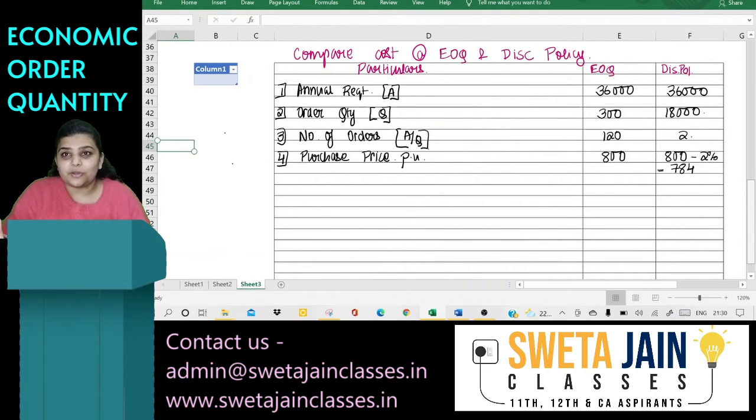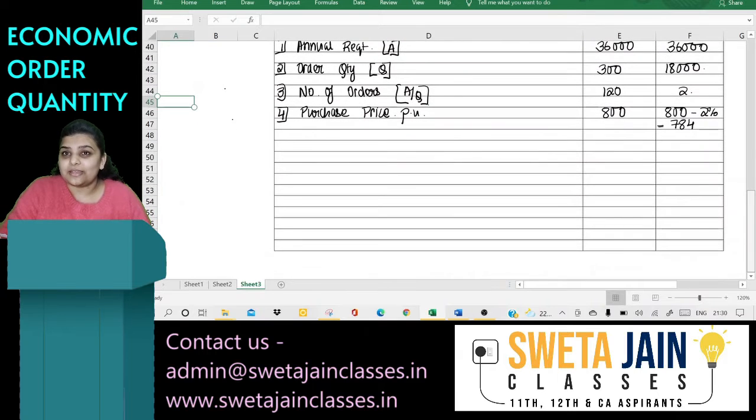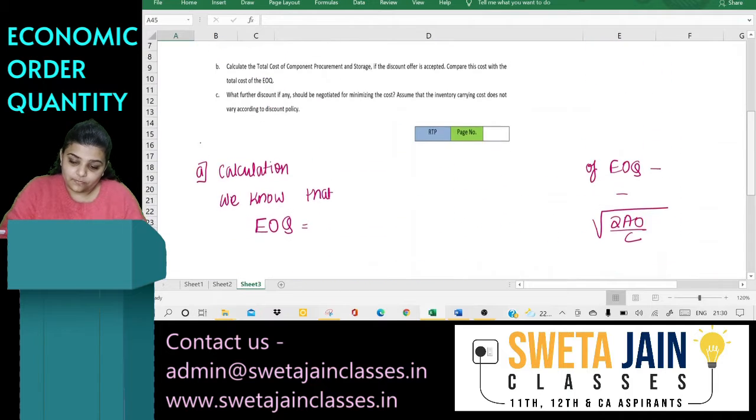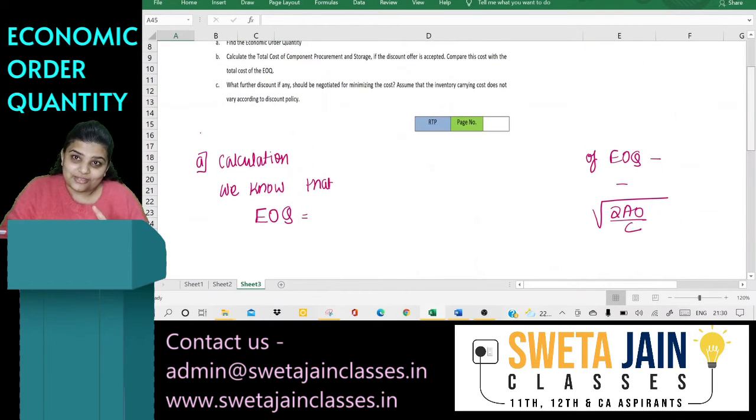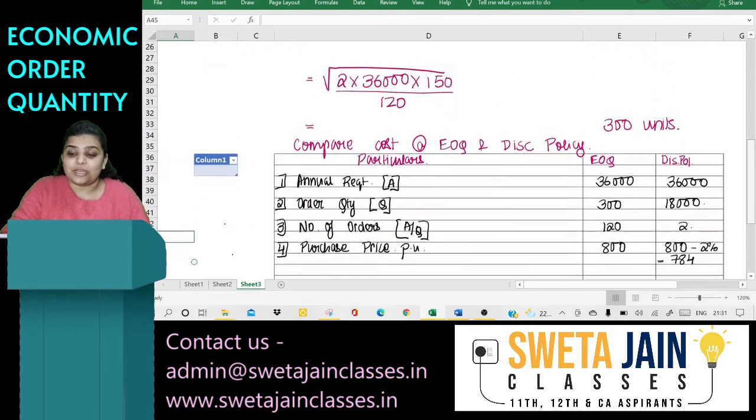Now, since the purchase price has changed, 100% our carrying cost will also change. So, carrying cost has to be changed, but we need to see point number C. Point number C says, what further discount, if any, should be negotiated for minimizing the cost? Assume that the inventory carrying cost does not vary according to discount policy. So, if they write that your inventory carrying cost does not change with the change in price, then you're not supposed to do anything in the question.